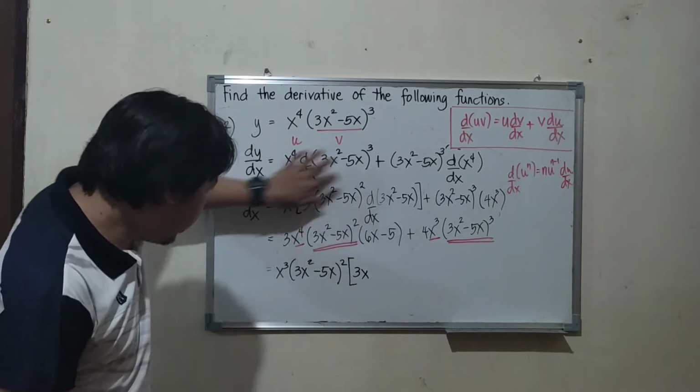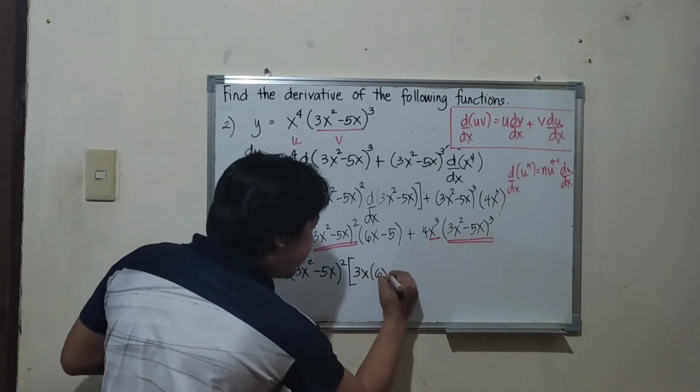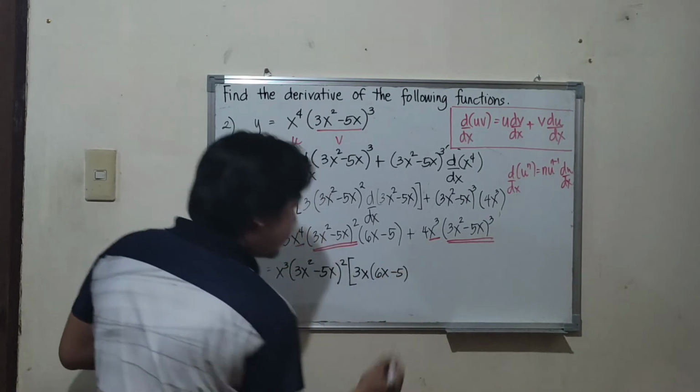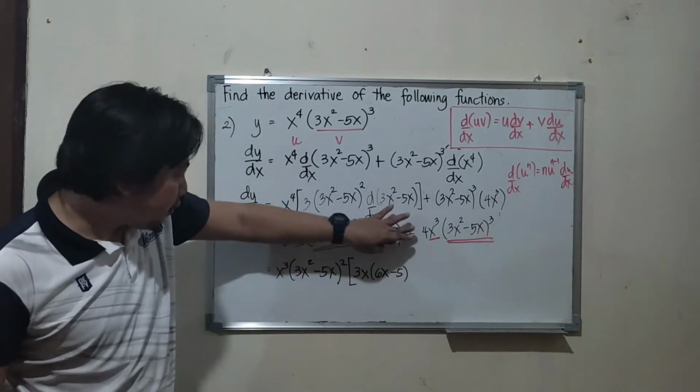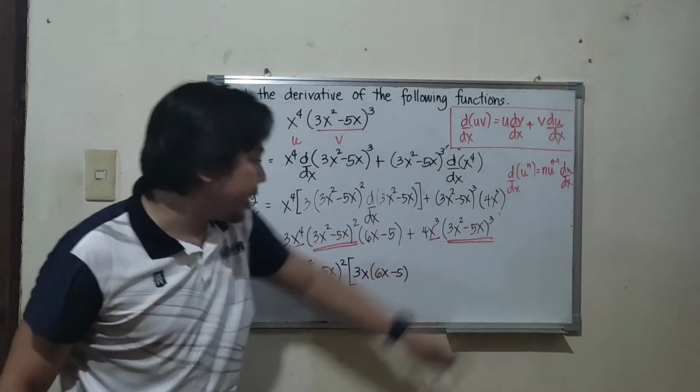Then ito, ito na yon, yung term na yun, nilabas na natin. So may natira pa tayo ditong 6x minus 5. Okay? So okay na tong first term na to. So consider to as first term, ito yung second term natin.